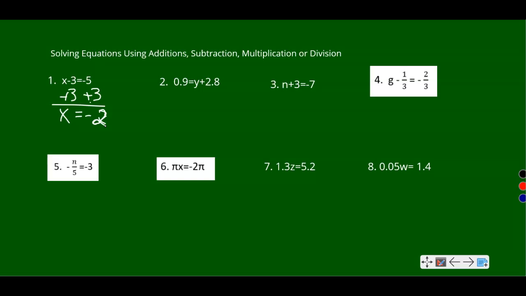And then number 2 says 0.9 equals y plus 2.8. So y is my variable. So this time we're trying to get the y by itself. So we're working on the other side of the equation. So we're going to subtract 2.8 from both sides. So we're going to have y by itself equals, and you're going to do 0.9 minus 2.8 is negative 1.9.